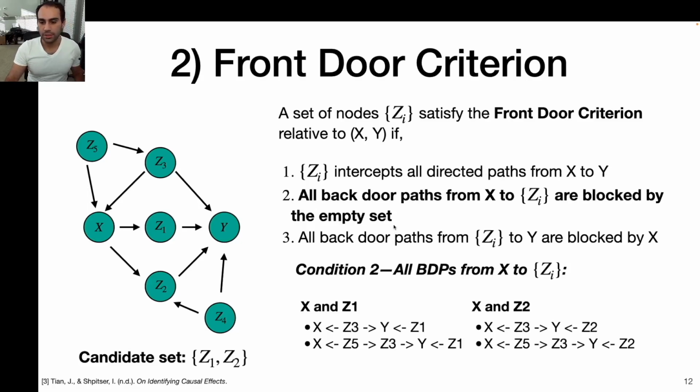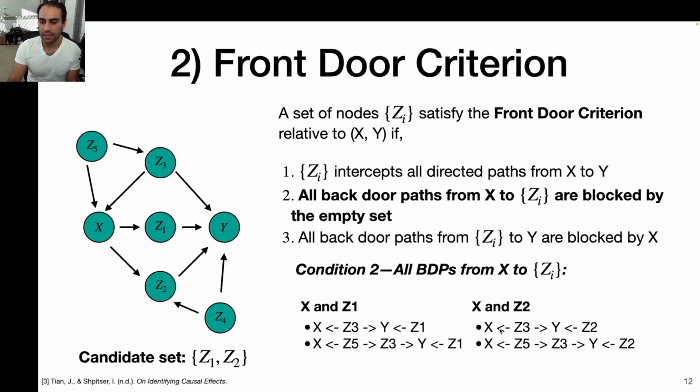So looking at condition 2, we need to evaluate whether all the backdoor paths from X to Zi, our candidate set of variables, are blocked by the empty set. The way to do this is we write down all the backdoor paths from X to each variable in Zi. So here we have the backdoor paths between X and Z1, and on the right hand side we have all the backdoor paths between X and Z2. Just looking at this backdoor path, we have X to Z3 to Y to Z1. We see indeed that this backdoor path is blocked by the empty set because we have a collider in Y.